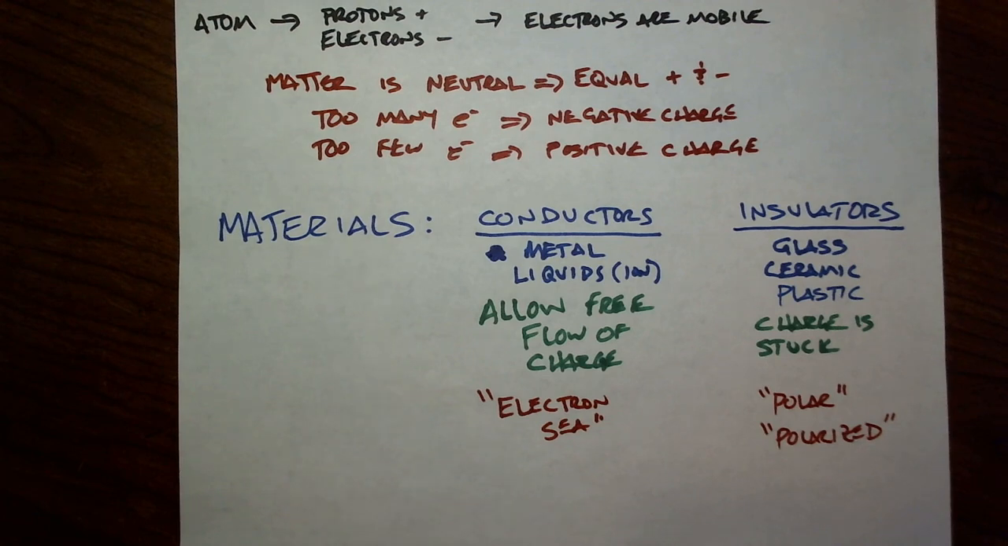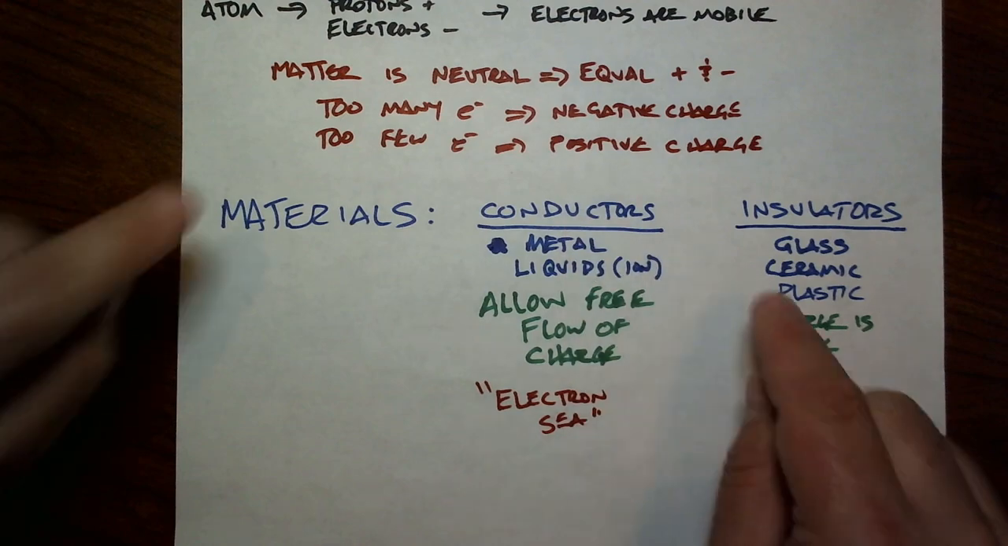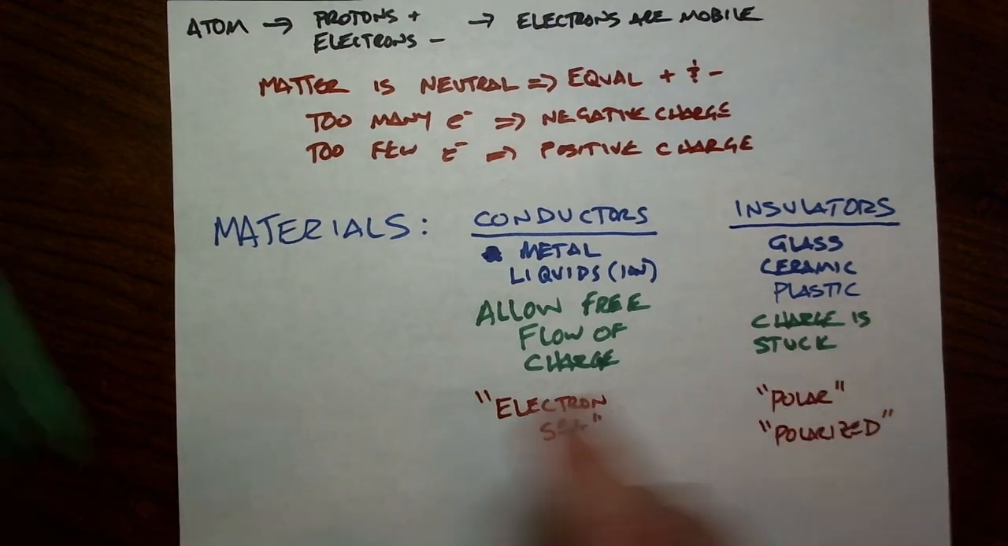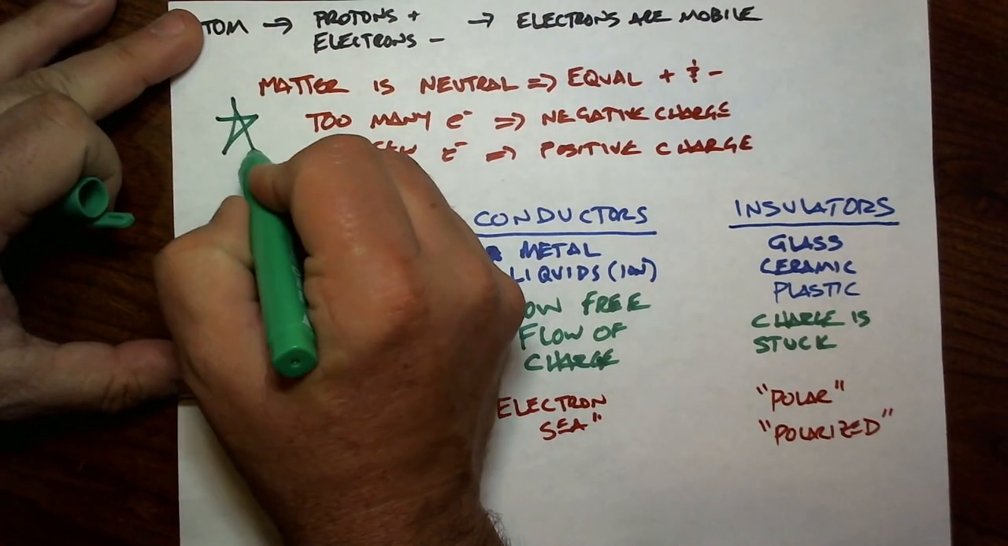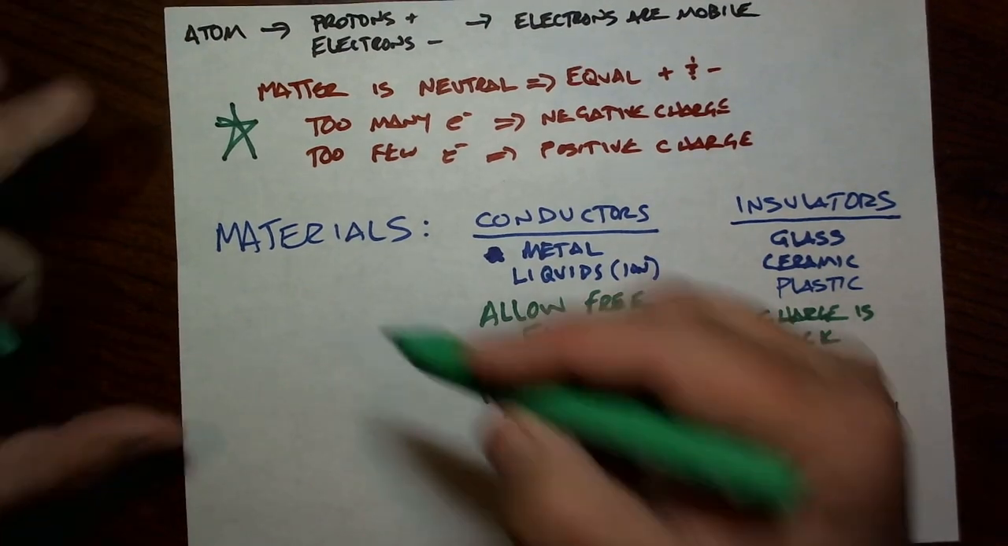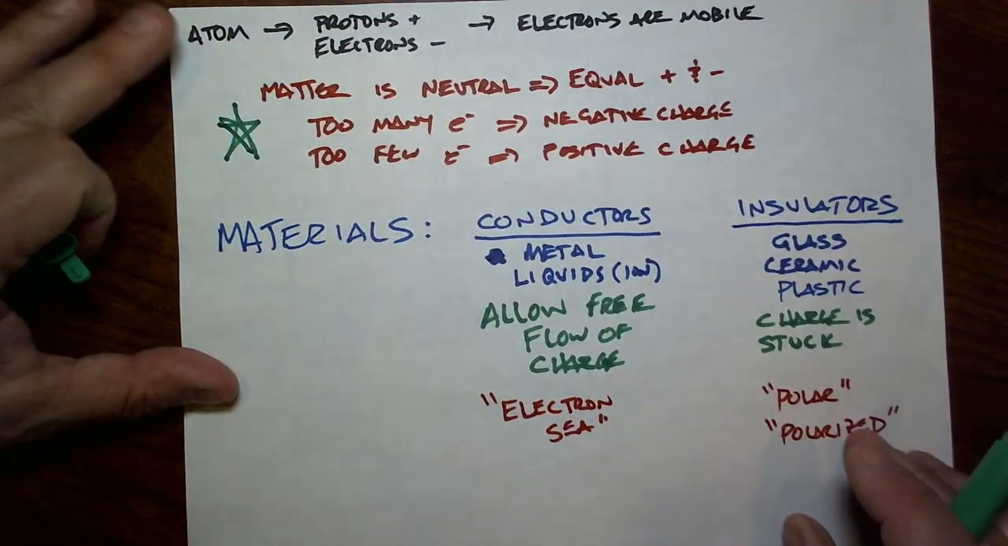Okay, so now that we know that when objects have too many or too few electrons, this is a key area right here. In fact, let's put a big old star next to it. Oh, great looking star, Harmon. Fix that up.